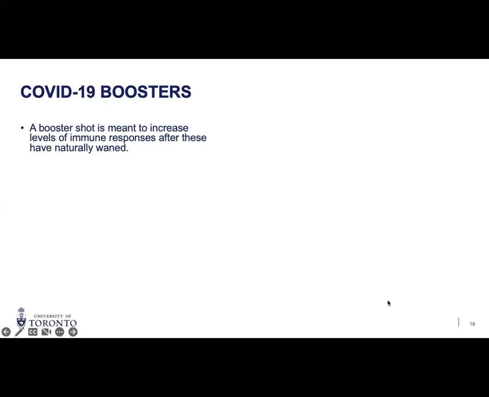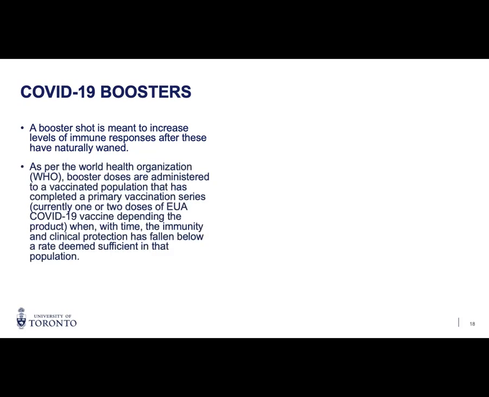The quantity and quality of the antibodies that the body produces actually naturally decrease with time. And a booster dose is meant to increase levels of immune response after these have naturally waned. As per the World Health Organization, booster doses are administered to a vaccinated population that has completed a primary vaccination series, which is currently 1 or 2 doses of EUA COVID-19 vaccine, depending on the product, when with time, the immunity and clinical protection has fallen below a rate deemed sufficient in that population. The objective of a booster dose is to restore vaccine effectiveness from the deemed no longer sufficient.